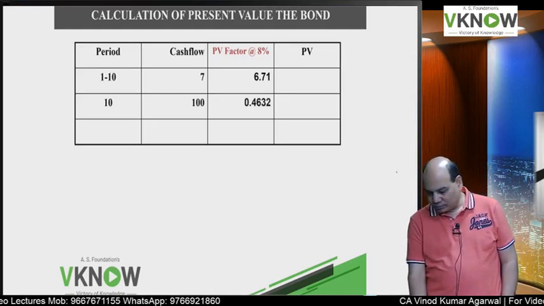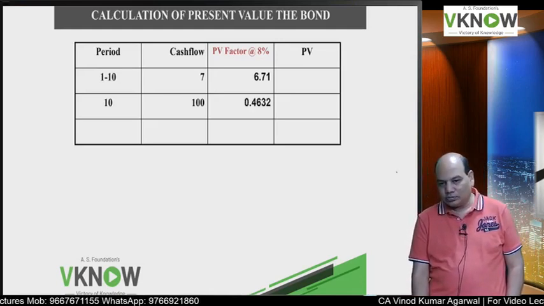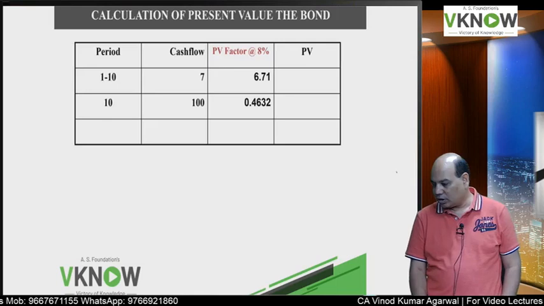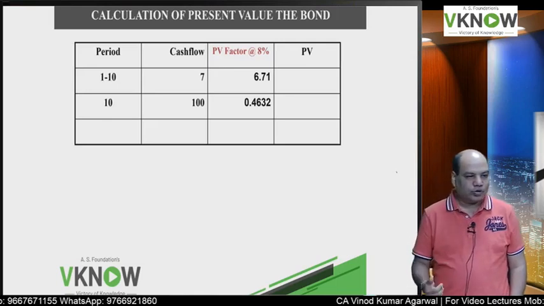What is the factor? 0.4632. Multiply, add. Come on, let us see who will answer first.